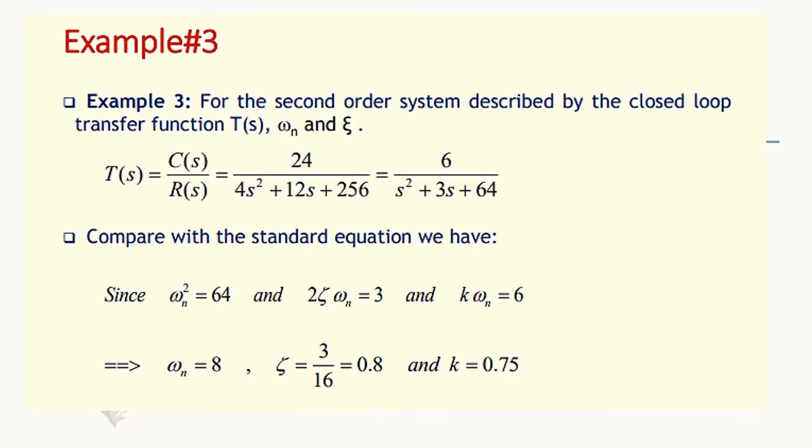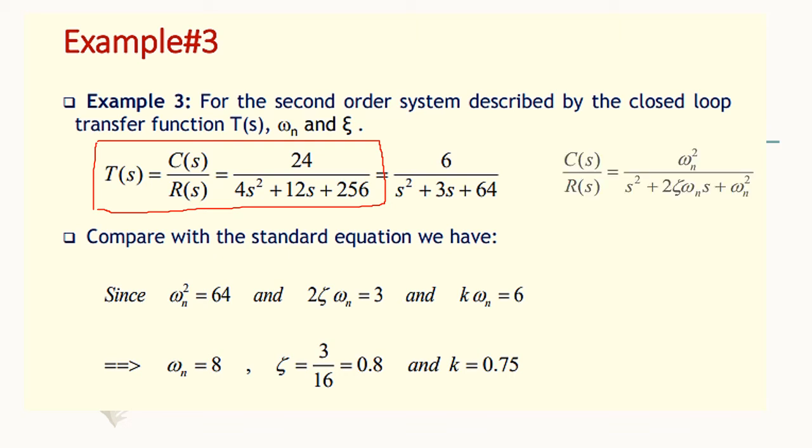Now let us consider example number 3: for the second order system described by a closed loop transfer function, find omega n and zeta. So the given transfer function is 24 divided by 4s square plus 12s plus 256. So the first thing that we need to check is, is it in the standard format? When you compare this equation with the standard format, it is not in the standard format. As you can see, the coefficient of s square should be 1, but in this case the coefficient of s square is 4. So we need to divide by 4. So the value I get is 6 divided by s square plus 3s plus 64.